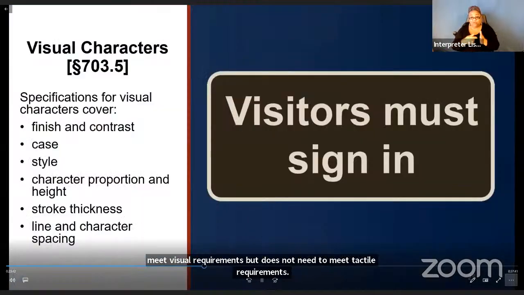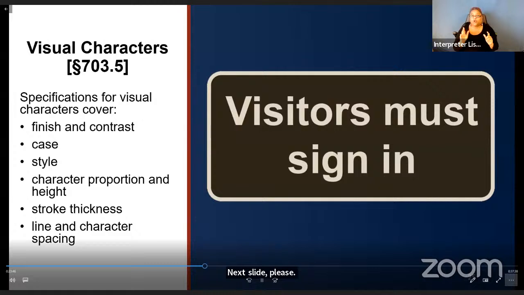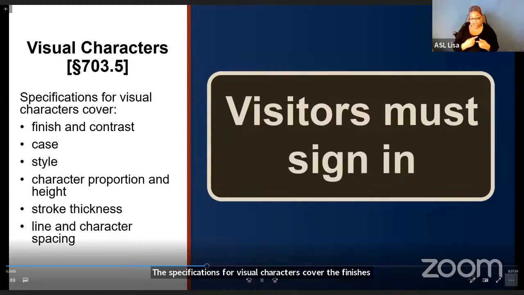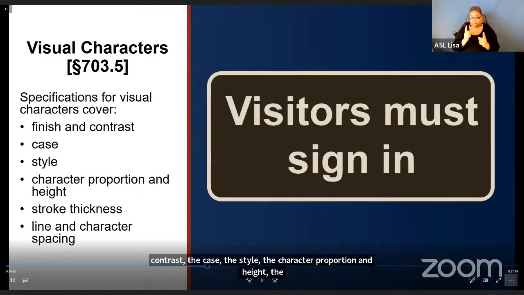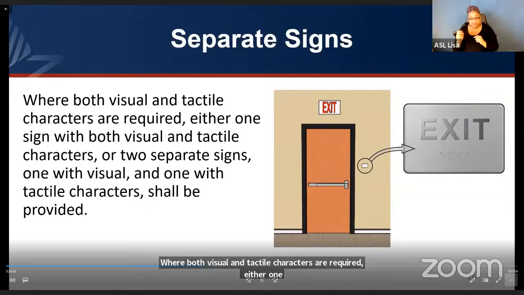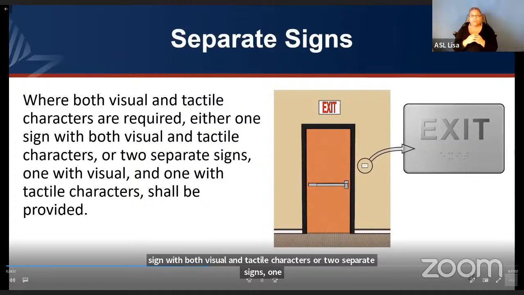Next slide, please. Slide 25. So visual characters, the requirements are covered in section 703.5. The specifications for visual characters cover the finish and contrast, the case, the style, the character proportion and height, the stroke thickness, and the line and character spacing. Let's move on to the next slide, please. 26. So, separate signs. Where both visual and tactile characters are required, either one sign with both visual and tactile characters, or two separate signs, one with visual and one with tactile characters, shall be provided.